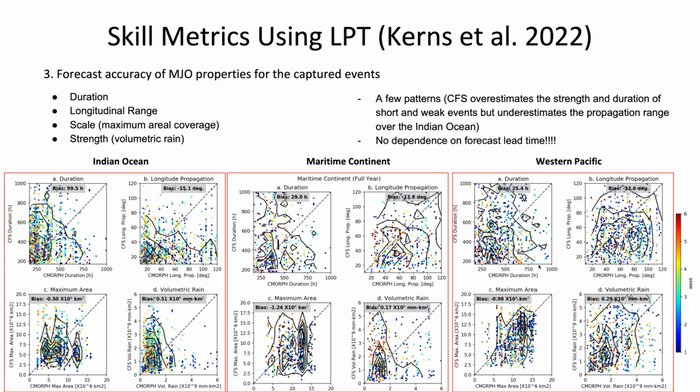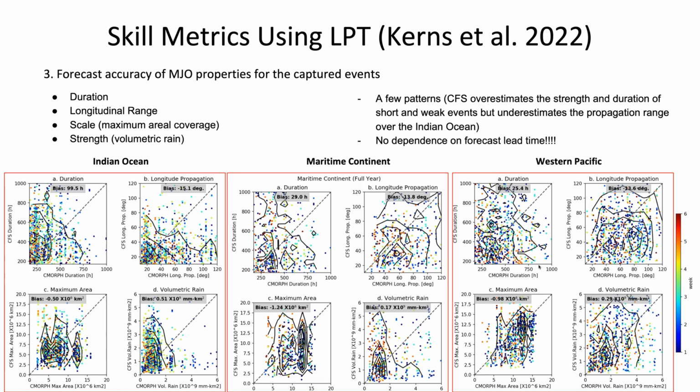I don't want to go into details, but I can tell you 2 things that are very interesting. One is if you focus on the Indian Ocean, the upper left panel, duration, you can find CFS overestimates the duration over the Indian Ocean, right? And you move to the right panel, that's the longitudinal propagation, you find that CFS underestimates the longitudinal propagation. And you can make your judgment through other maps.